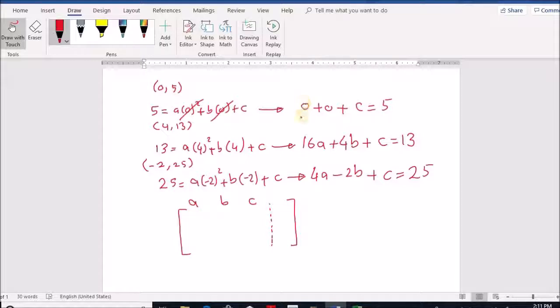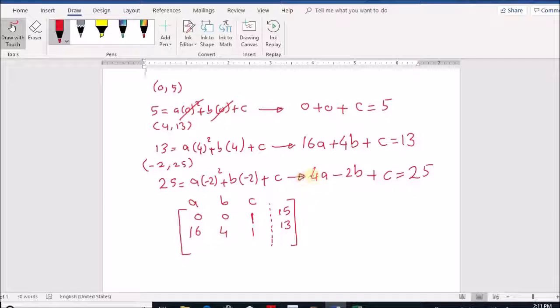Now, the coefficient of A, the first one is 0. The coefficient of B, the first one is 0. Coefficient of C is 1. And the constant is 15. So that is the first row. The second row comes from the second equation. So that is 16, coefficient of A; coefficient of B is 4; coefficient of C is 1. And then the constant term is 13.